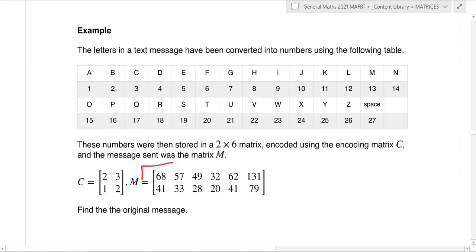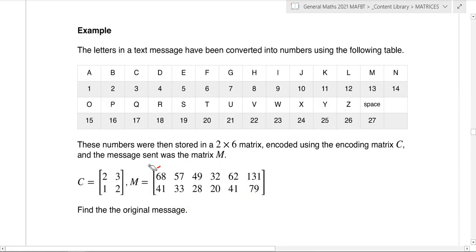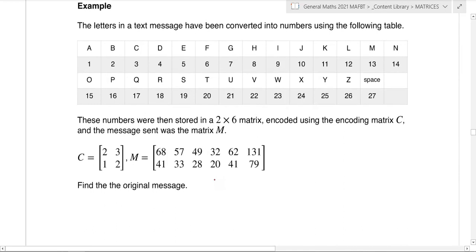Now, here is, for example, an encoded message. So what happens is when you encode a message, it's mixed up. The numbers don't actually make sense when you try to decode it or correspond the numbers with these letters here. See, 68, there is no 68 here, so we don't know what 68 means. 57, well, there is no 57 there. No 49, no 32, no 131, no 41, okay? So this is an encoded matrix, or a mixed up matrix. And you cannot decode it unless, like I said before, you have the original coding matrix.